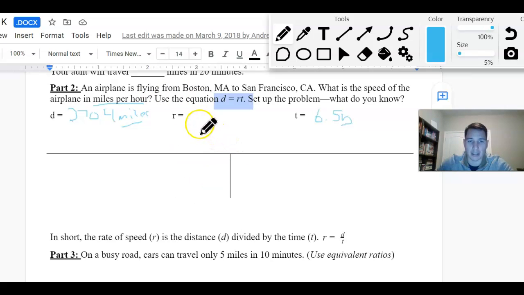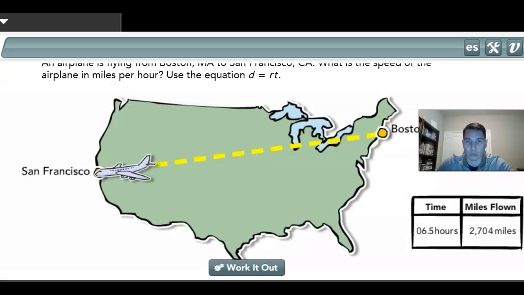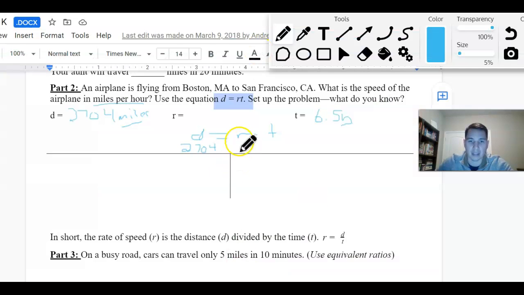Let's go ahead and draw our DIRT. D equals R times T. Our distance traveled is 2,704. I'm going to double check that. All right, I was right. Okay, equals our rate. Do we know our rate? No, we do not. Times our time, 6.5.